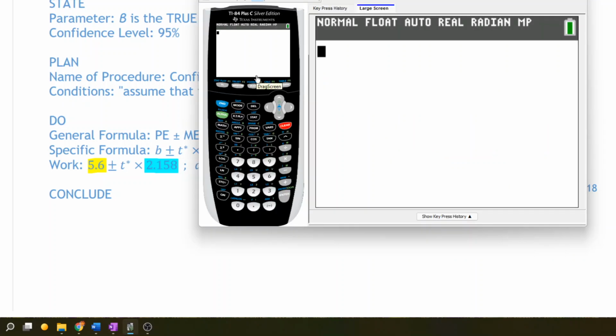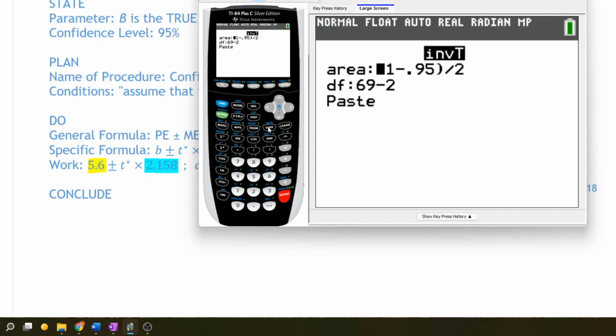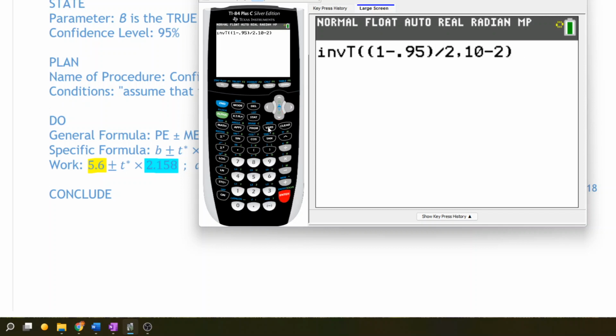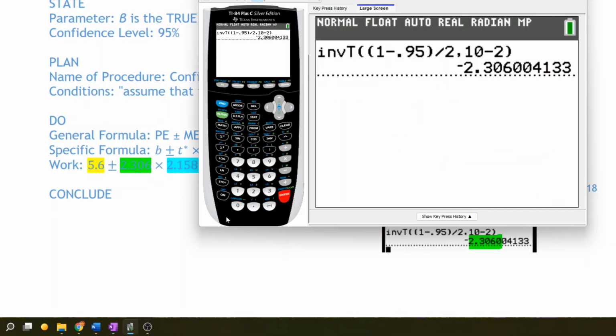And then for our t star, we're going to have to go to our calculator and grab an inverse t. We want a 95% confidence interval, so 1 minus 0.95 divided by 2. And we have 10 pairs of coordinates, minus 2 for our degrees of freedom. And that gives us a t star of 2.306. Let's bring in our calculator again, and we'll calculate our interval.